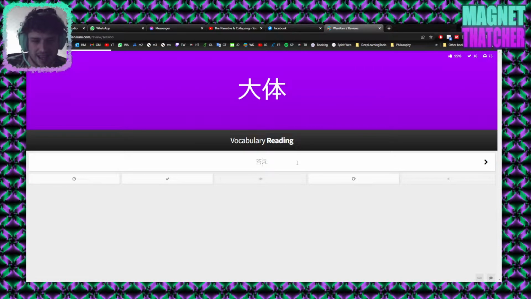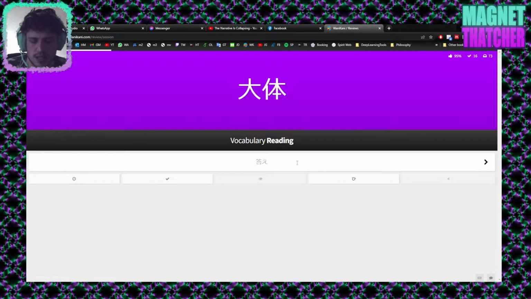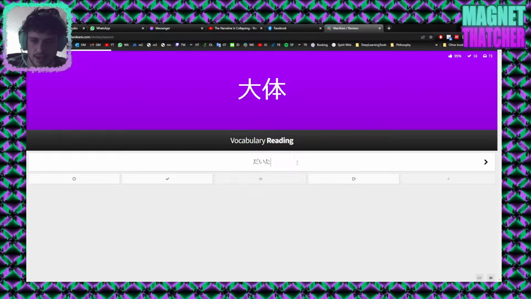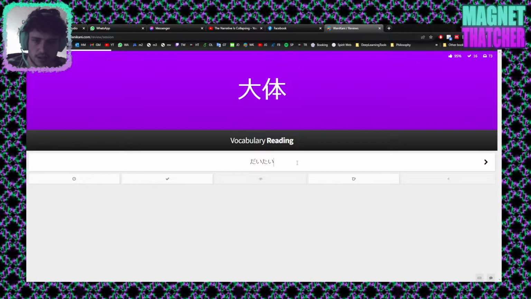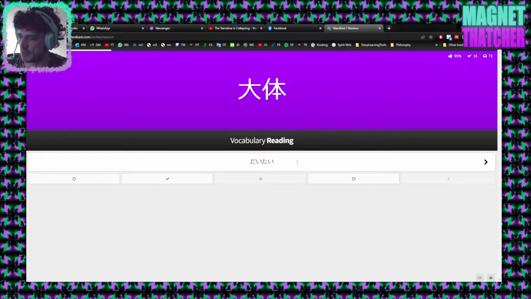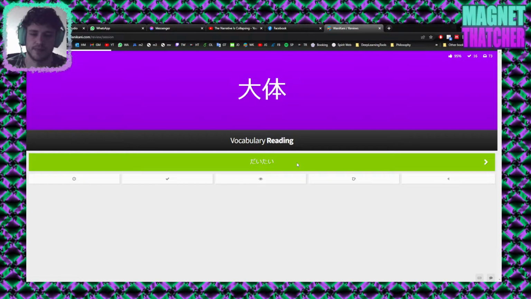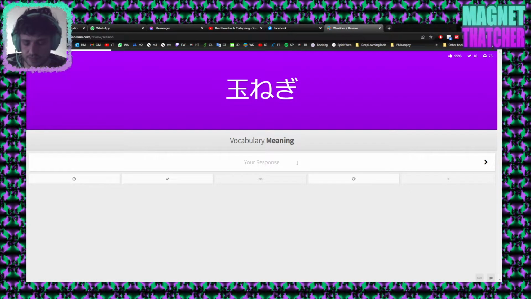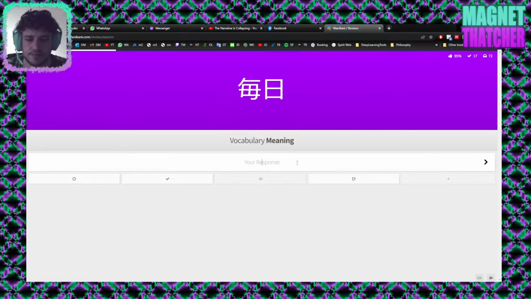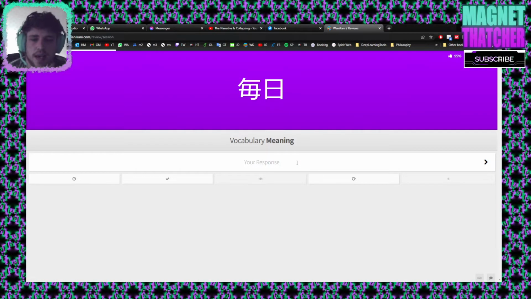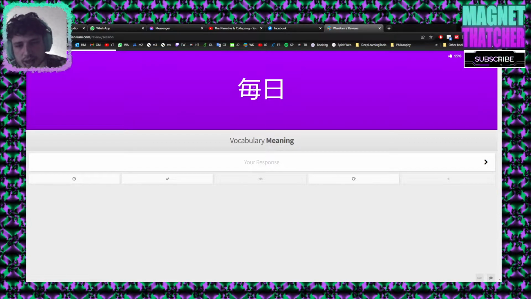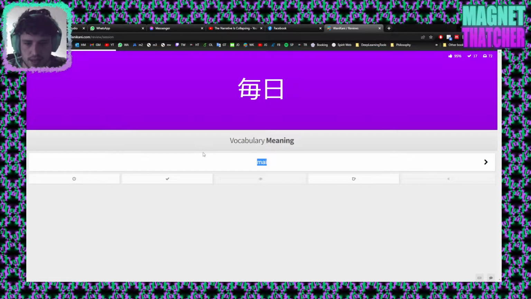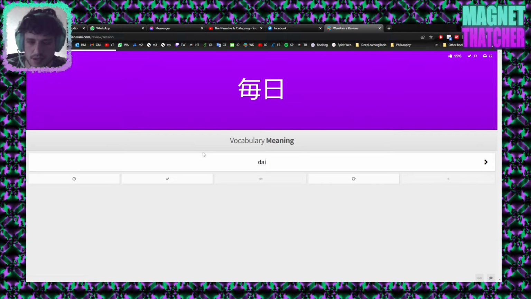So this is big, and is that body? So dai, tai. Big body means generally, like the big picture or something. We learned this one is onion. Okay, so remember this one before is every, which is mai, and then this one is day, which is nichi. So this is daily.